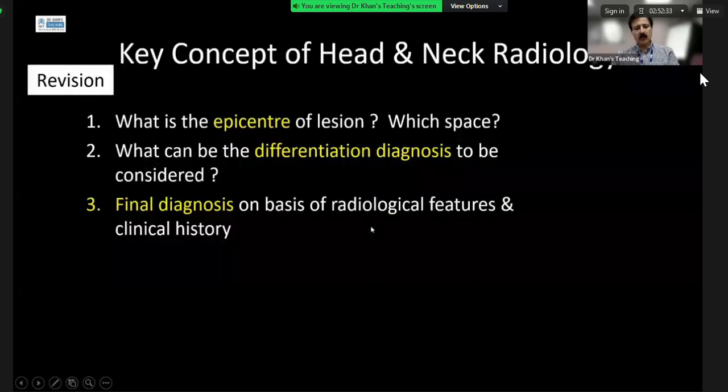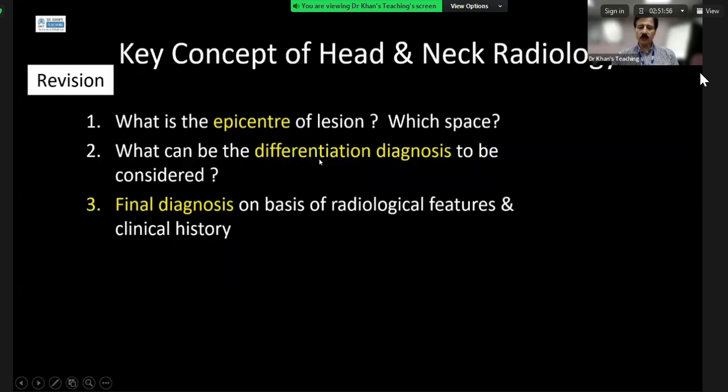Now, the key concept in head and neck radiology is: what is the epicenter of the lesion? So you have to think like this. What is the epicenter? From where is the lesion arising? In the neck, for example, is it a particular space? Is it a particular location? And then you can go to the differential diagnosis.